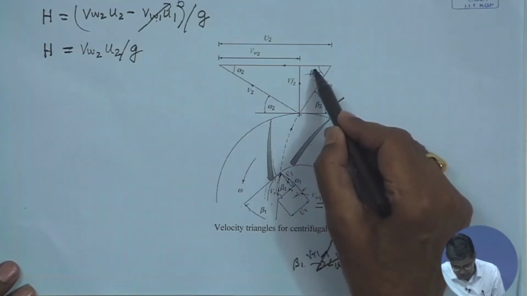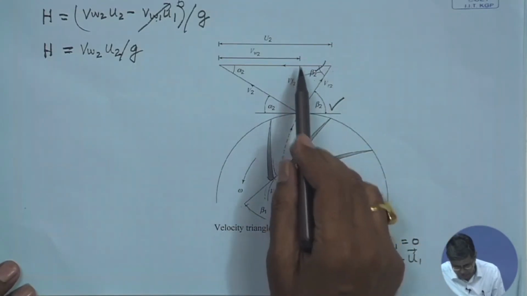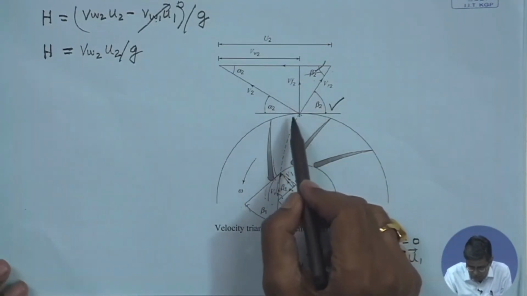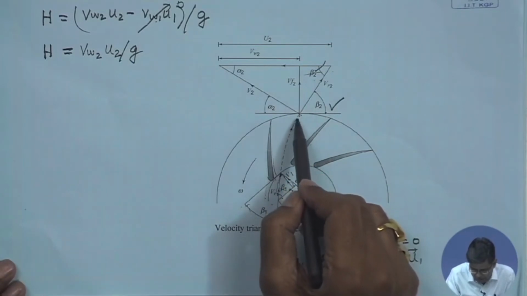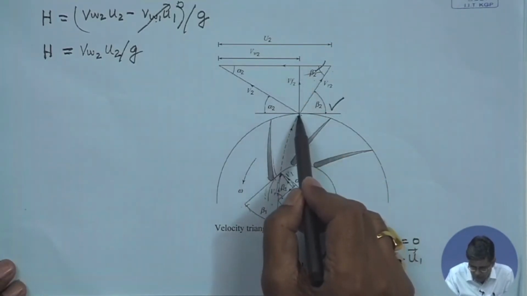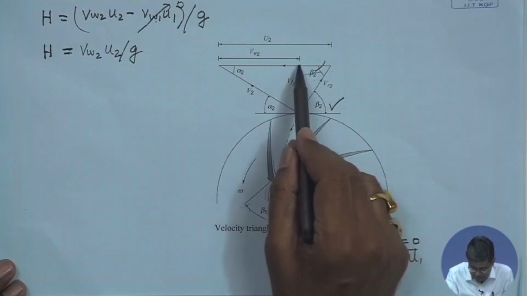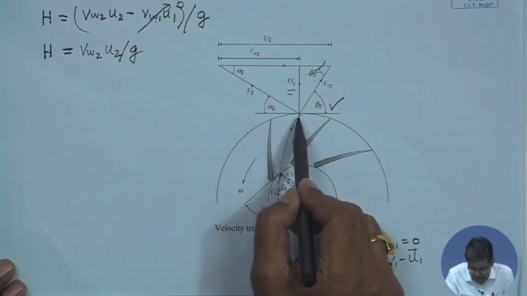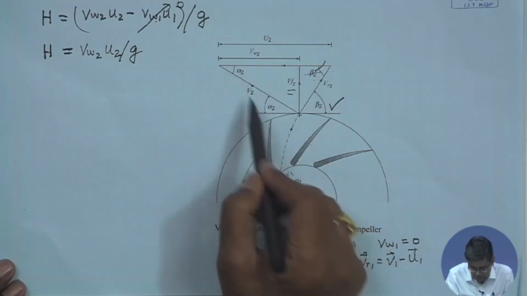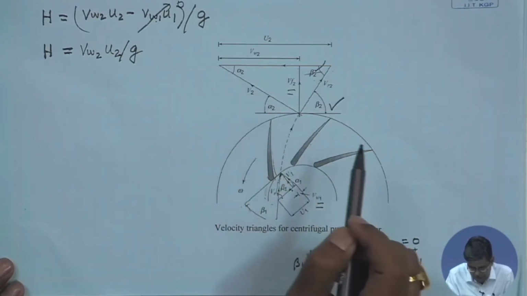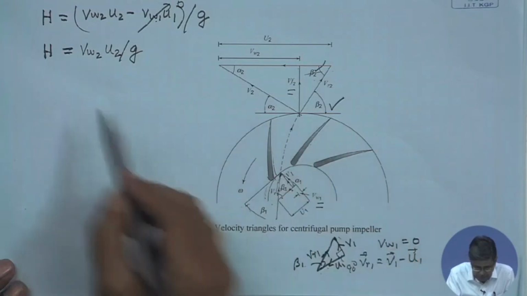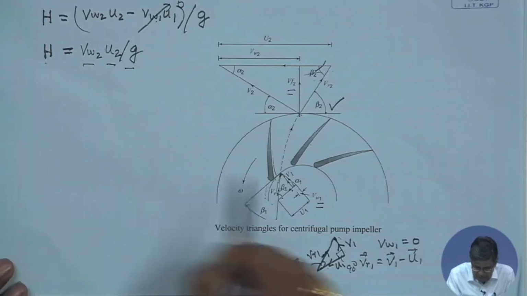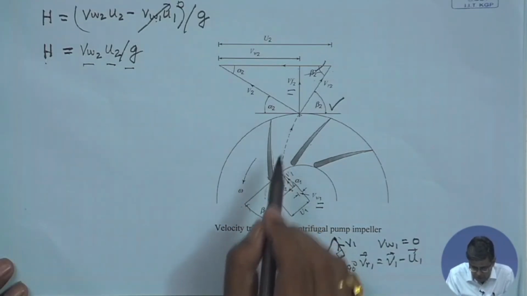This is beta 2, and this is the flow velocity, that means the velocity in the radial direction, normal to the cross sectional area, that is VF2, as we already know these nomenclatures. And this alpha 2 is the angle that the absolute velocity makes with the direction of the tangent. So, therefore, VW2 U2 by g is the head that is being given to the fluid.